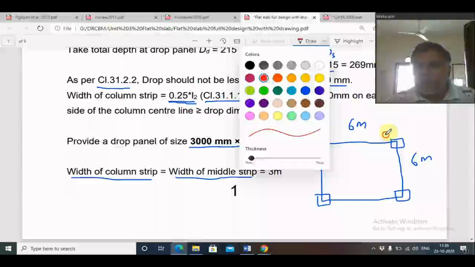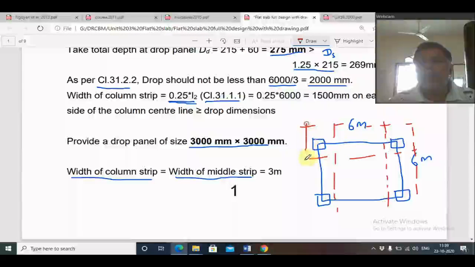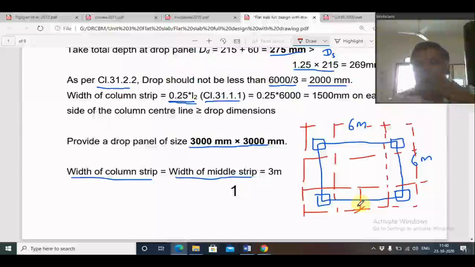For the column strip, 1.5 meter on either side of the center line of the column. So here again 1.5 meter. Here also I have 1.5 on either side. Here also I have 1.5 on either side of this center line. So the final width I got here is 1.5 on either side of the column, total width 3 meter. So here also I have 3 meter. Here also 3 meter. Here also 3 meter.